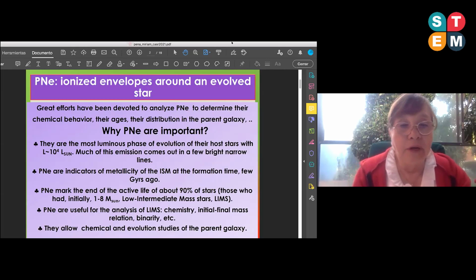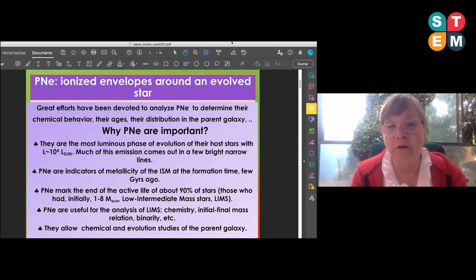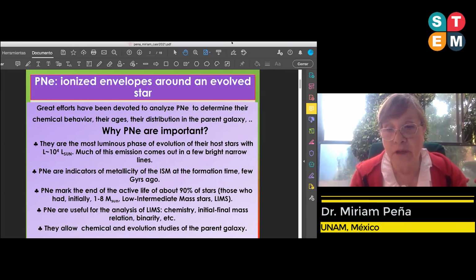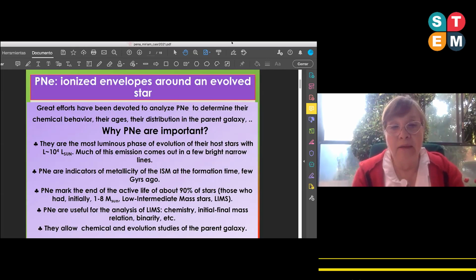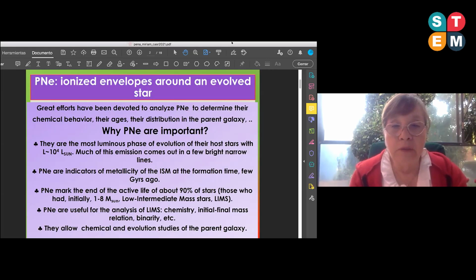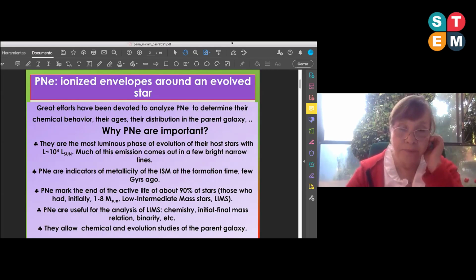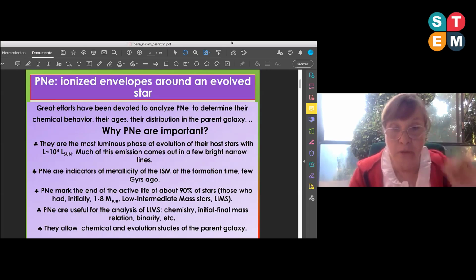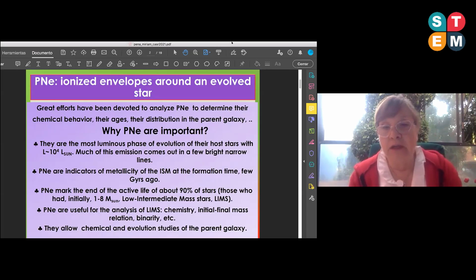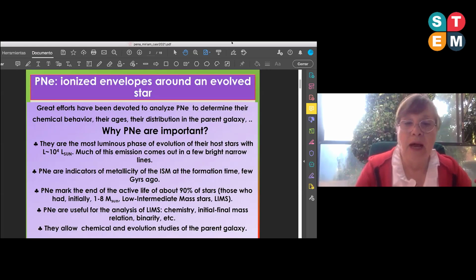And planetary nebulae mark the end of the active life of about 90% of stars, those that had initially between 1 and 8 solar masses, which are called low and intermediate mass stars, LIMS. Planetary nebulae are useful for the analysis of LIMS, their chemistry, their initial-final mass relation, their binarity, etc. And they allow chemical evolution studies of the parent galaxy.